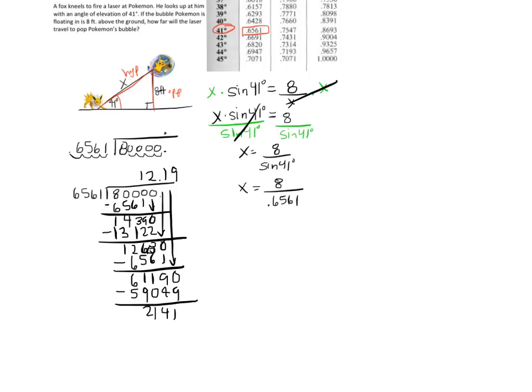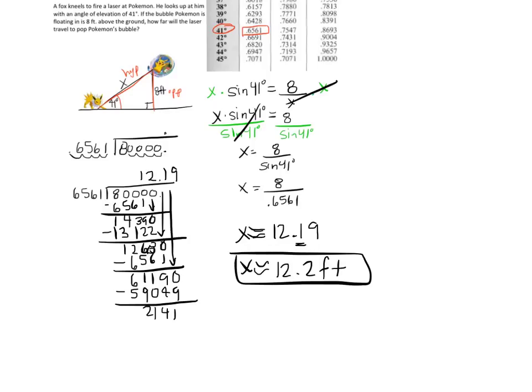Obviously, I could do this forever, but luckily, your geometry teacher said just to round to the nearest tenth. So x is actually approximately 12.19. It doesn't repeat, but it goes on. That means x is approximately 12.2 feet. So let's go back to what we're asking here. The laser is going to travel about 12 feet to pop Pokemon's bubble.